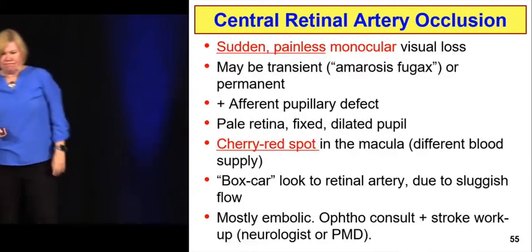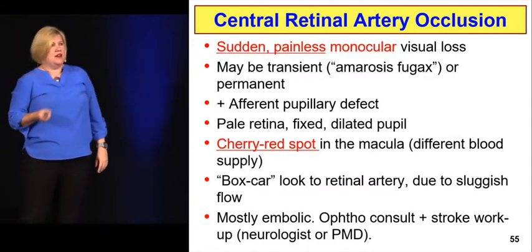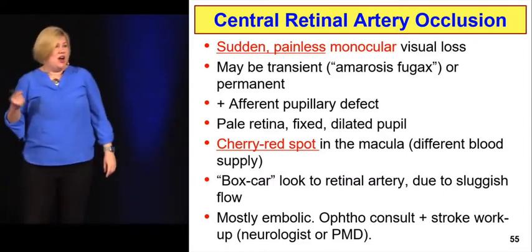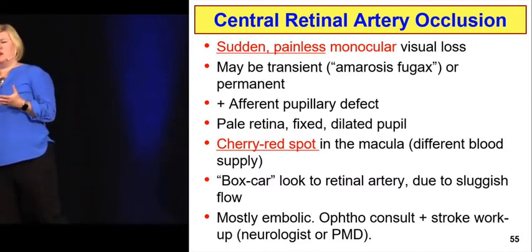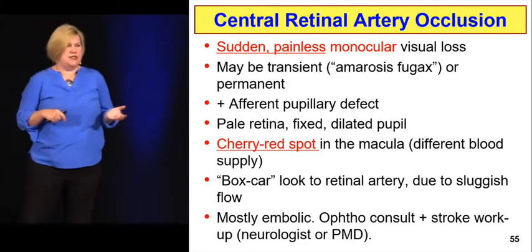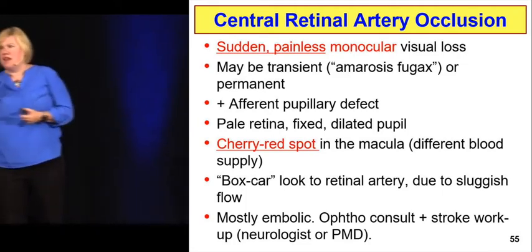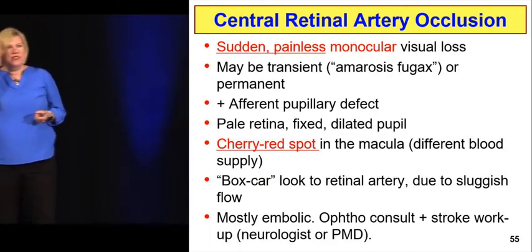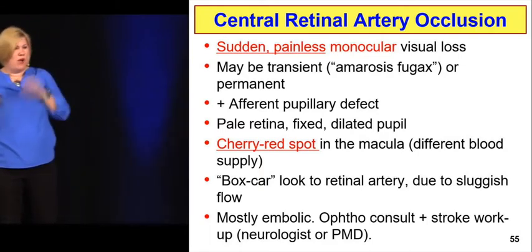Now, one of the other causes of visual loss in one eye is CRAO. We'll talk about CRAO, arterial occlusion, versus venous occlusion. CRAO is a sudden, painless, monocular vision loss. No pain, all of a sudden I can't see out of one of my eyes right away.